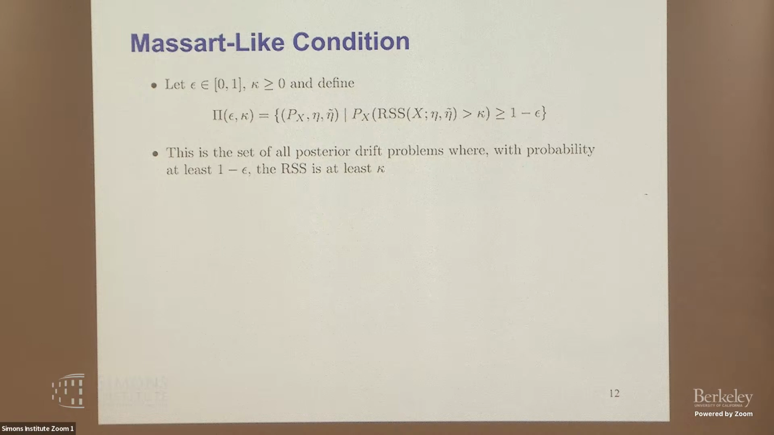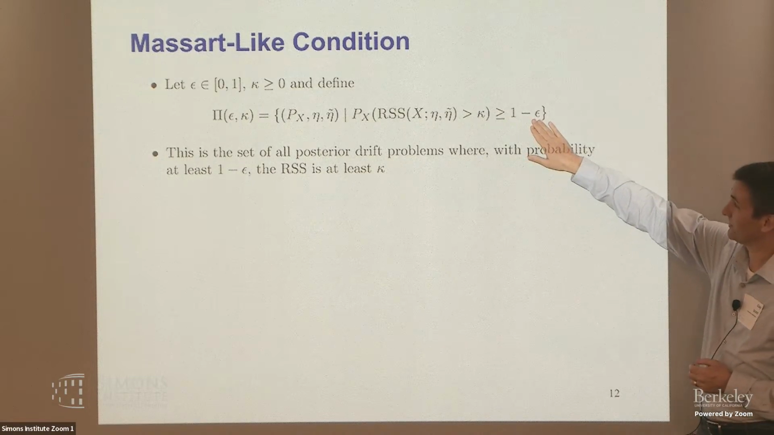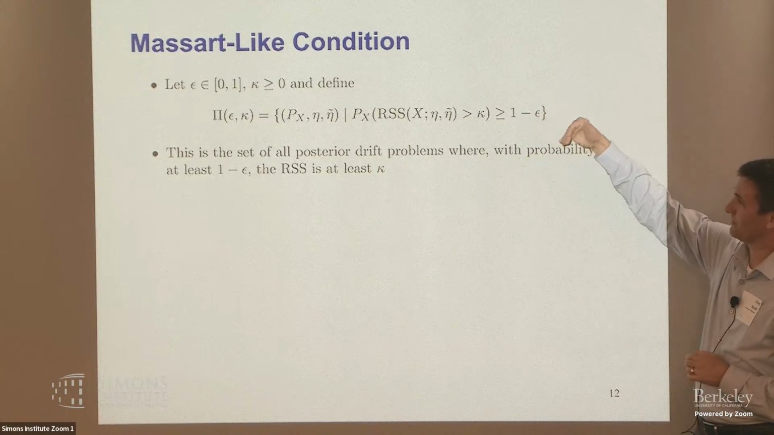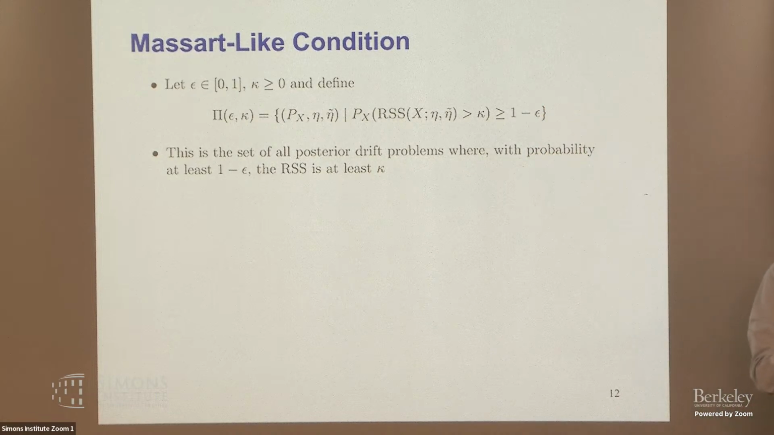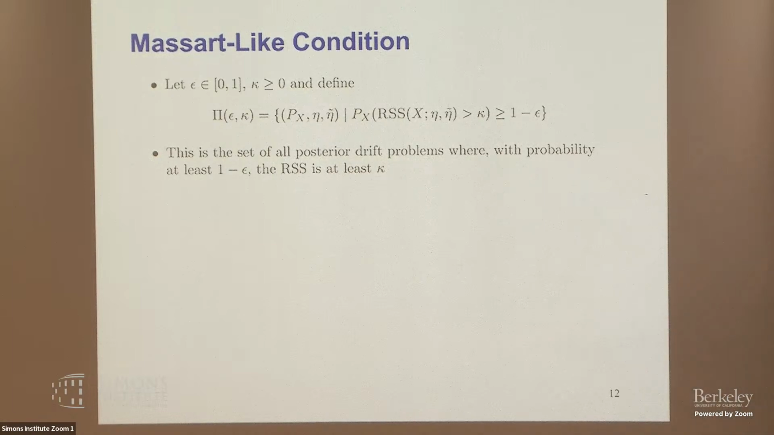So if I was going to try to parallel Massart's condition more closely, I would just take epsilon to be 0. But I don't want to do that because that would require the clean and noisy Bayes classifiers to agree all the time, and I don't want to do that. So I'm introducing this epsilon. And so this is the set of all posterior drift problems where, with probability at least 1 minus epsilon, this relative signal strength is at least kappa.